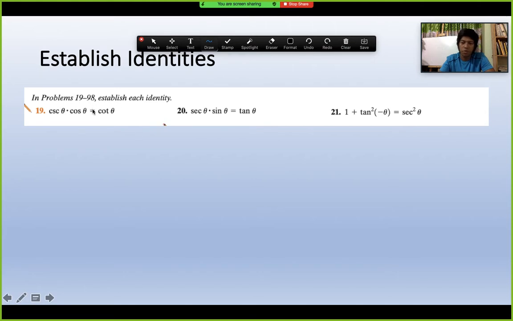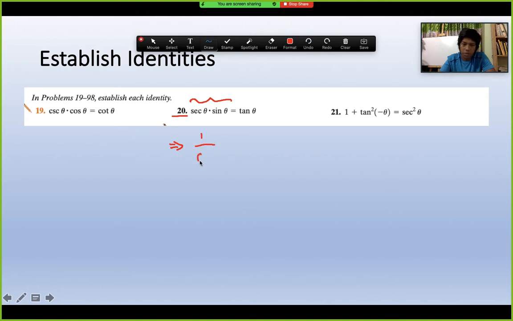This is from our book. So let's try to solve some math. Let's do number 20. This is sec theta into sin theta equals tan theta. First of all, we will start from this side because this is the complicated form, so we can simplify it to this. This is the easy one.